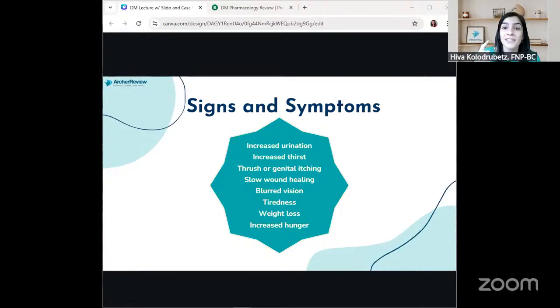Blurred vision, oftentimes you'll see the buildup of glucose on the front lens of the eye. So you'll have some patients coming in complaining of that. You'll also see fatigue. Why are they going to be fatigued? Because their body is not getting the energy they need.